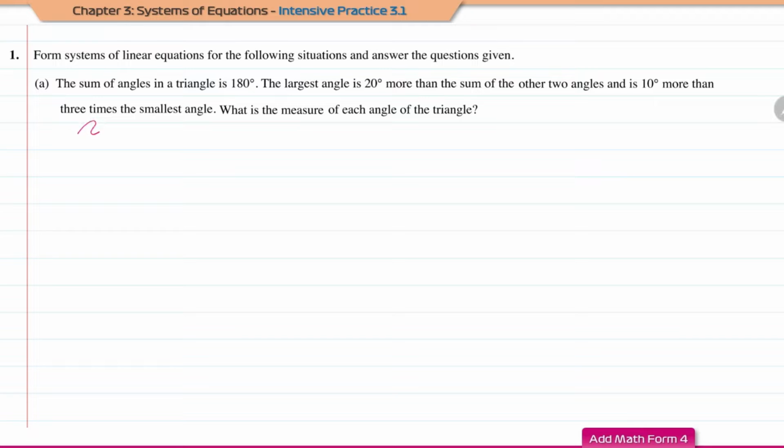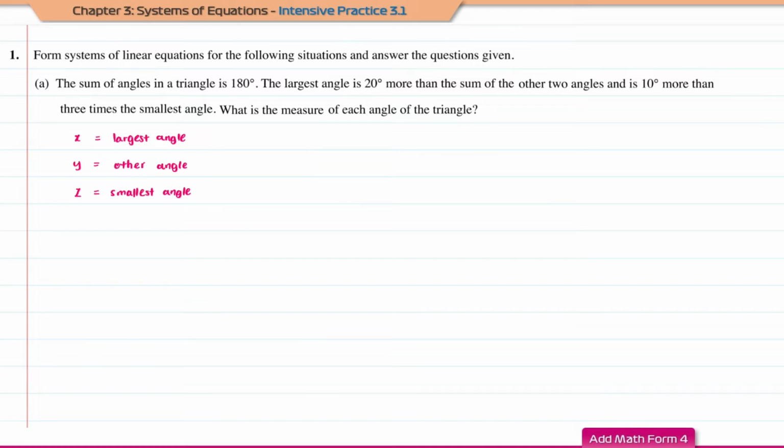First I'm going to use the letters X, Y, Z to represent the three angles in the triangle, and X will be representing the largest angle, and Z will be used to represent the smallest angle. Therefore Y will become the angle which is in between the largest and the smallest angle. So I just want to name it as the other angle. Next we're going to form the equations based on the question.